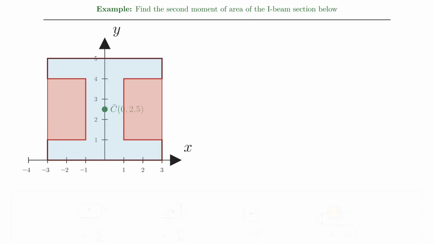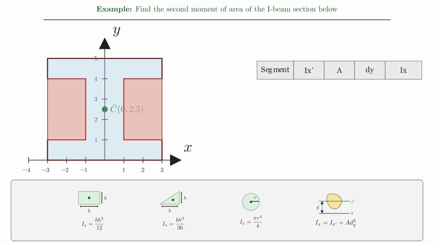In this example, I'm going to complete the table as I did before. Starting with the large rectangle, we calculate Ix prime. The base is 6 times the height, which is 5 to the power 3, and we divide by 12. This gives us 62.5 meters fourth. Its area is 6 by 5, which is 30 meters squared. As we already said, the centroid is at the same height as the centroid for the overall shape, so dy is 0. In this case, Ix is equal to Ix prime, which is 62.5 meters fourth.